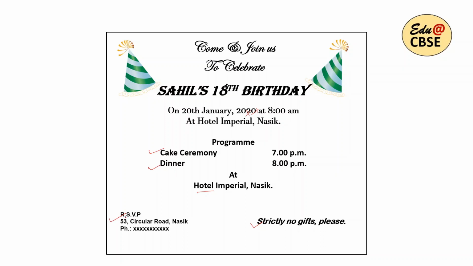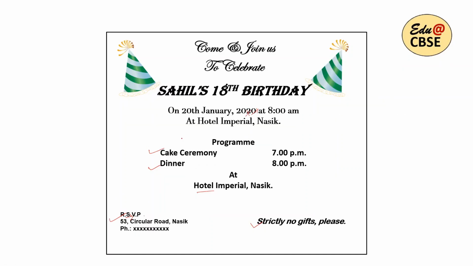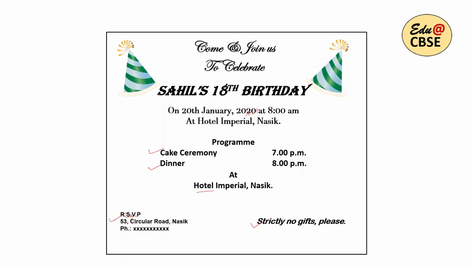So here we can actually write the name of the person also. Sorry, I've missed that. So you will be writing here the name. Let's go back. What is the name given? I've written here Mr. Swapan Chaudhary. So this name at RSVP here, it will come here. Mr. Swapan Chaudhary. And after that, you will write the address and the phone number. Like this. Okay. So now let's move on to the next question.